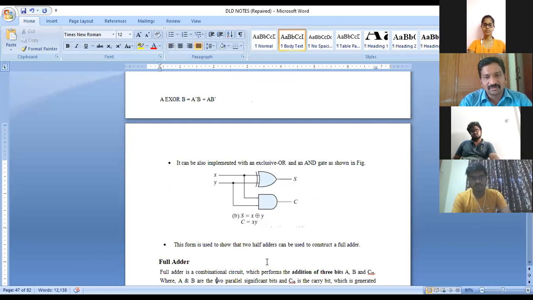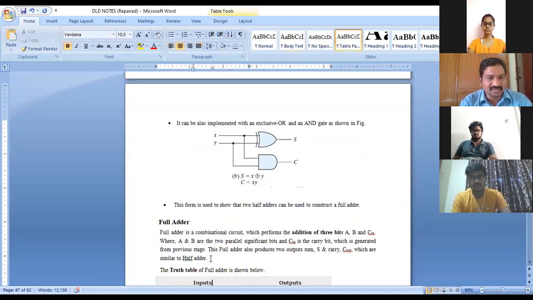Now, suppose this combination is only one half adder. If you combine two half adders, it will give what? A full adder, right? So this is a half adder plus a half adder. If you take one more half adder over here, it will give a full adder. Now, what is a full adder? What does it look like? Full adder.